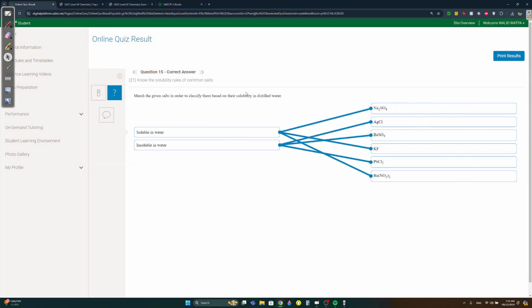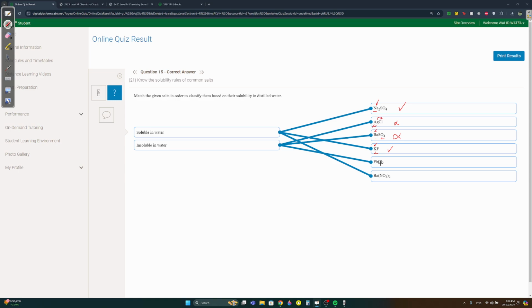Question 15. Soluble in, okay. If it contains sodium, soluble. If it contains Ag with Cl, we know Cl is always soluble except with Ag and Pb, right? So wrong. It's not insoluble. BaSO4. SO4 is usually always soluble except with Ba and Pb, right? So it's insoluble. KF. If it contains potassium, it's soluble.